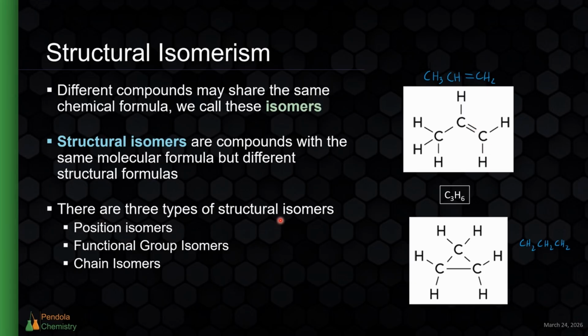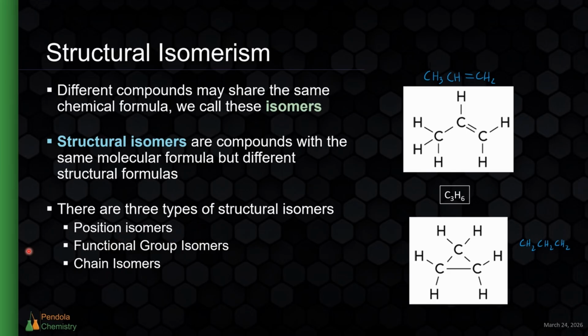There are 3 different types of structural isomers. Like I said, structural isomers are an umbrella term. There are 3 different structural isomer types that we're going to go through one by one: position isomers, functional group isomers, and chain isomers.